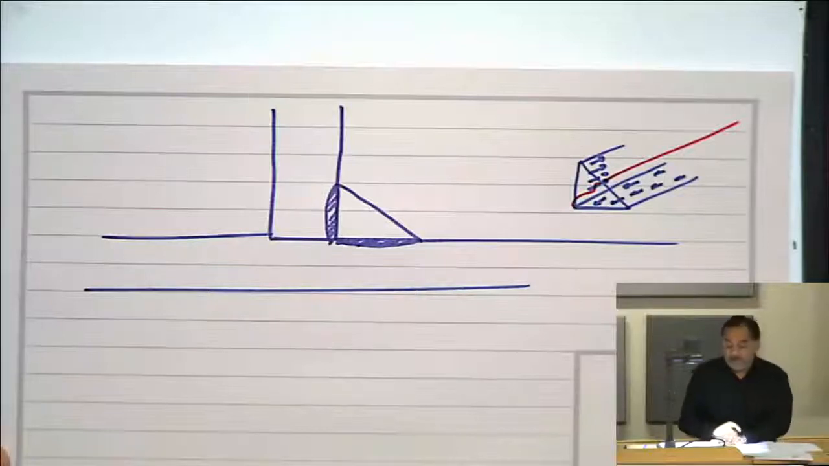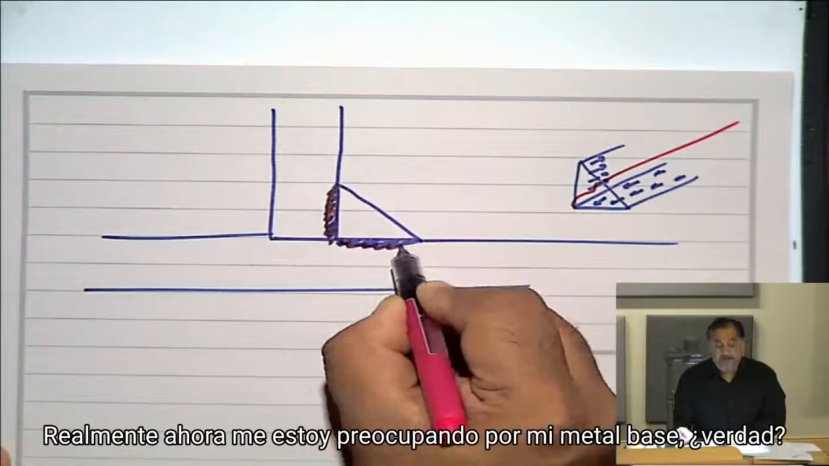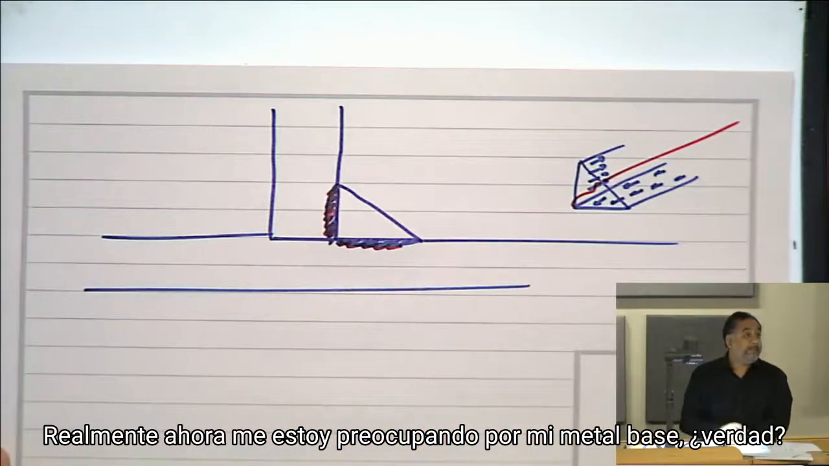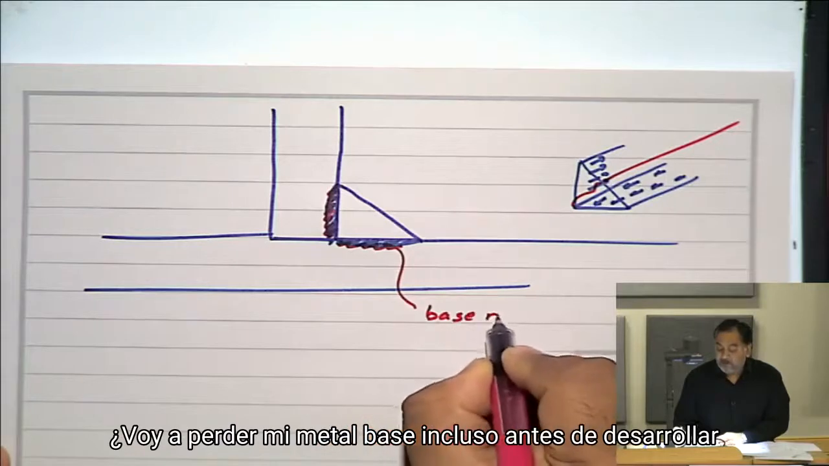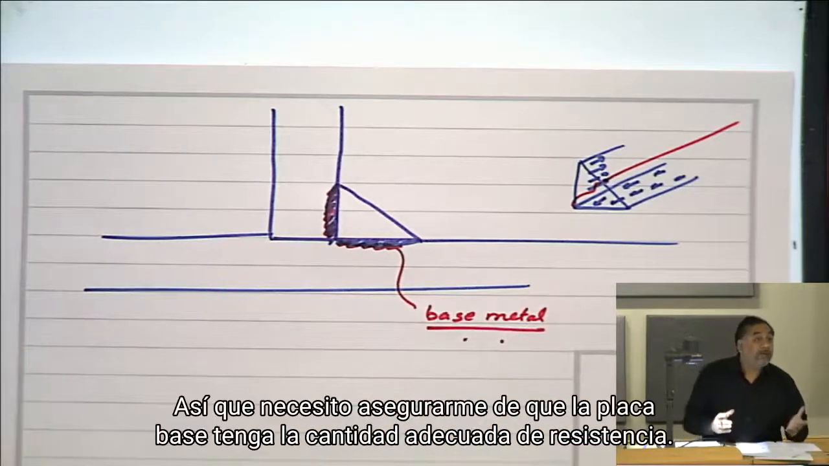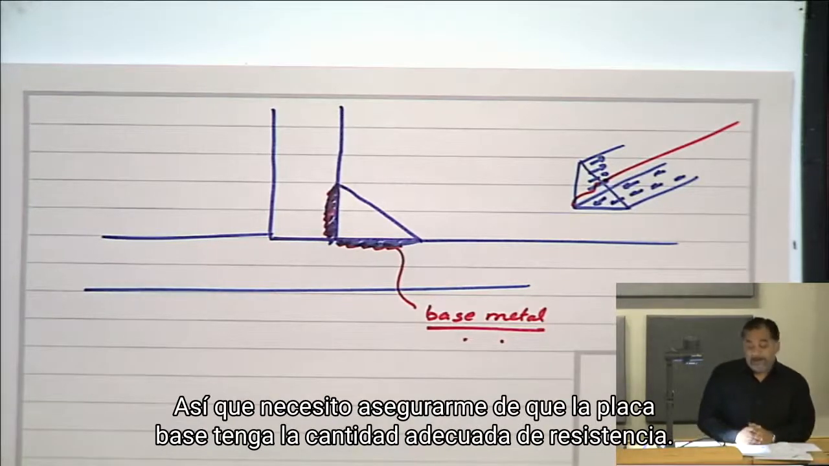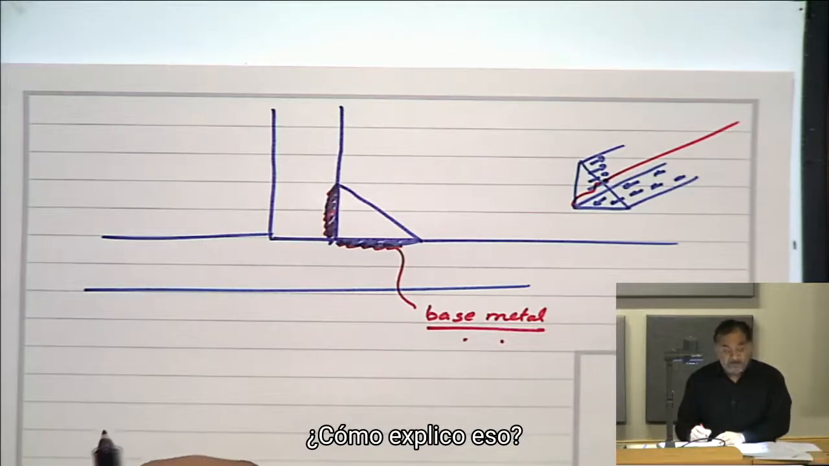Before that were to happen, I'm really now getting worried about my base metal, right? Well, am I going to lose my base metal even before I develop the strength of the fillet weld? So I need to make sure that the base plate has the right amount of strength. So how do I understand that? How do I explain that?